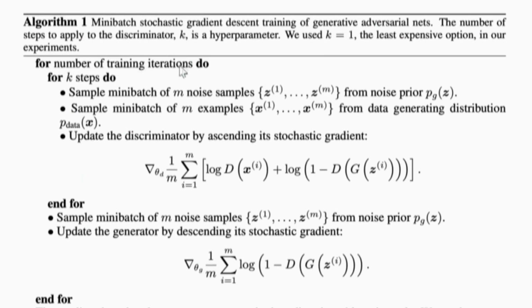For number of training iterations, do. This number of training iterations is something you decide, obviously. And then for k steps, as it happens, k is taken to be 1, so this for loop will run just once. What it says is: sample a minibatch. Why are you doing sampling, right?